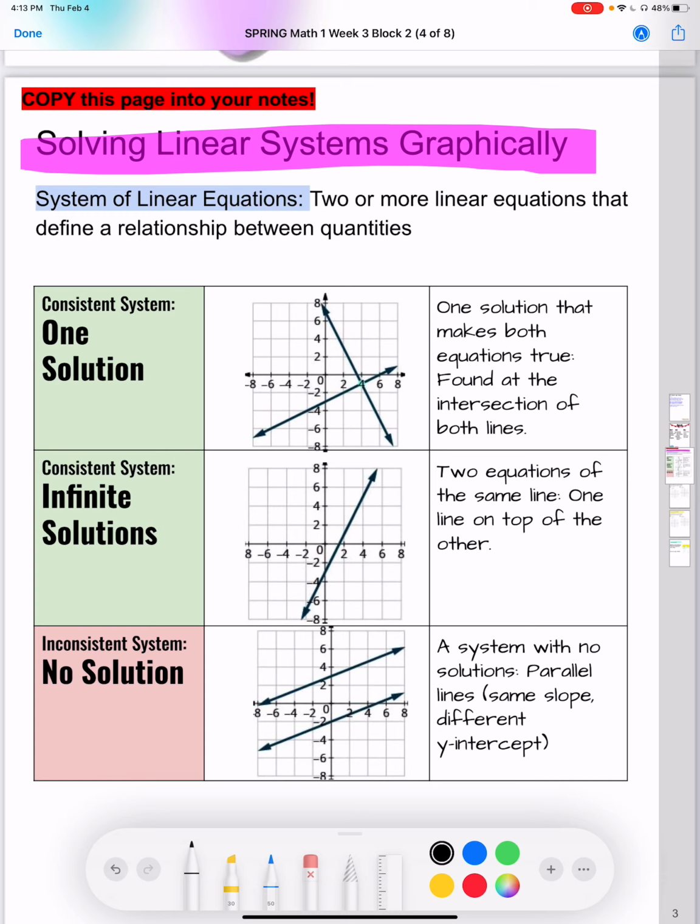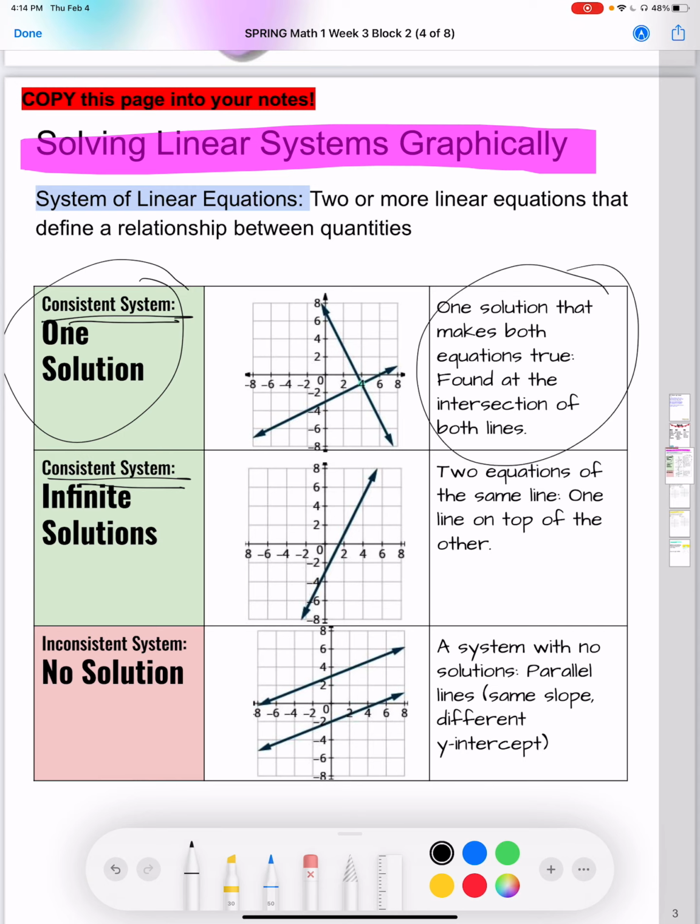So let's talk about a system of linear equations. A system of linear equations is two or more linear equations that define a relationship between quantities. Once you solve a system, you can have different types of solutions. We've talked about the different types of solutions, but this is what it looks like with a system, because with a system, you have more than one equation. The first one is to have one solution. One solution would technically be a consistent system. A consistent system just means that your two lines, once you graph them, meet at least at one point. So if you have one solution, it's a consistent system.